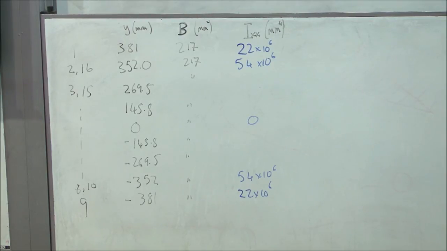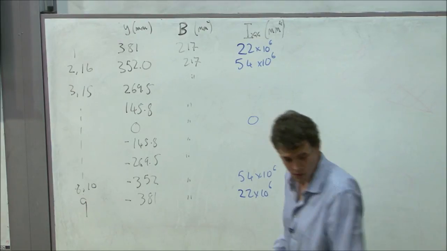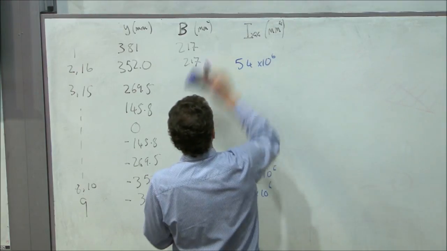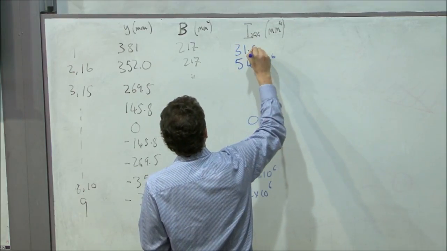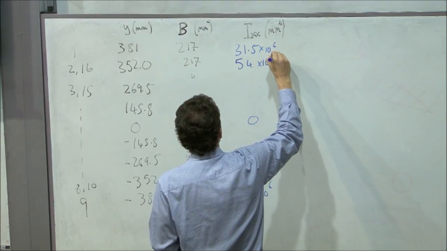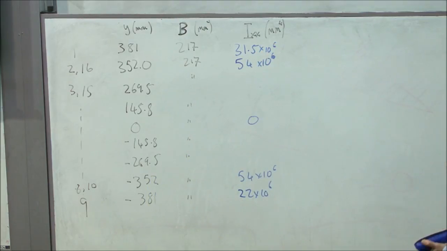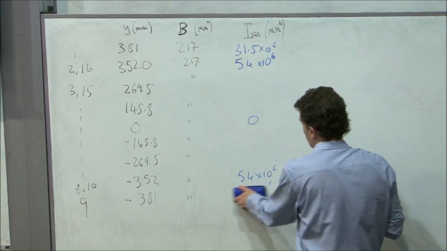For the IXX for boom 1, isn't it 381 squared times 217? Yeah. I think the answer is wrong. 31.5 by 10 to the 6. Okay. Sorry, but no one put their hand up when I asked if you had another answer. So what have you got for it? 31.5 by 10 to the 6. Okay, you've got to speak up if you see an answer up there you don't agree with. What about the next one? Is that one all right or not? Yes.